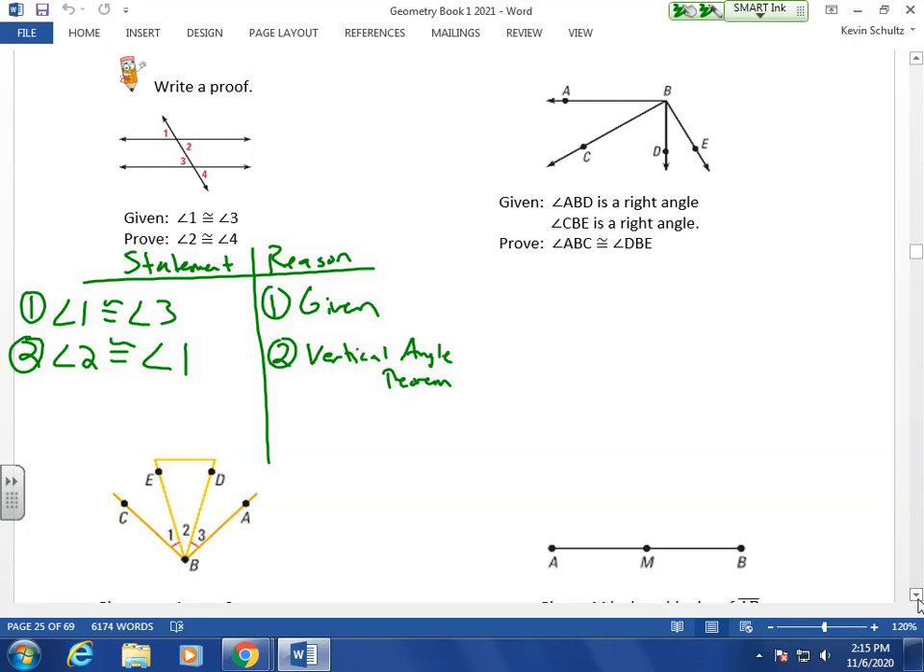Or the VAT, if you want to write that down. If you write VAT, I will know exactly what you mean because I sat at the cool table. Okay.